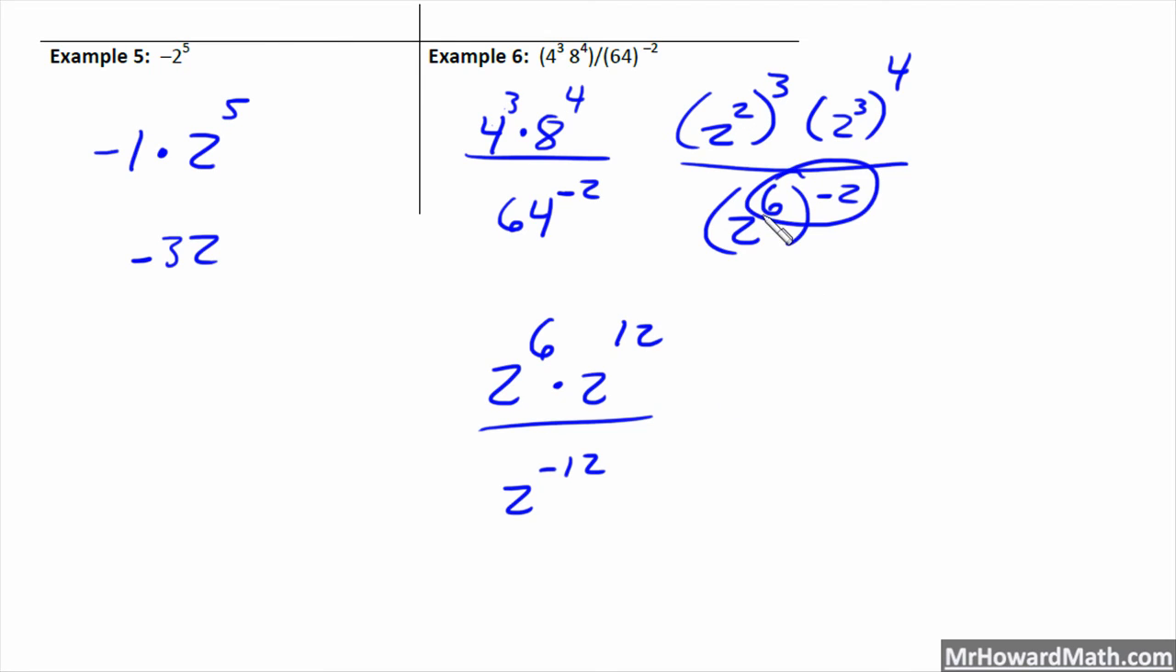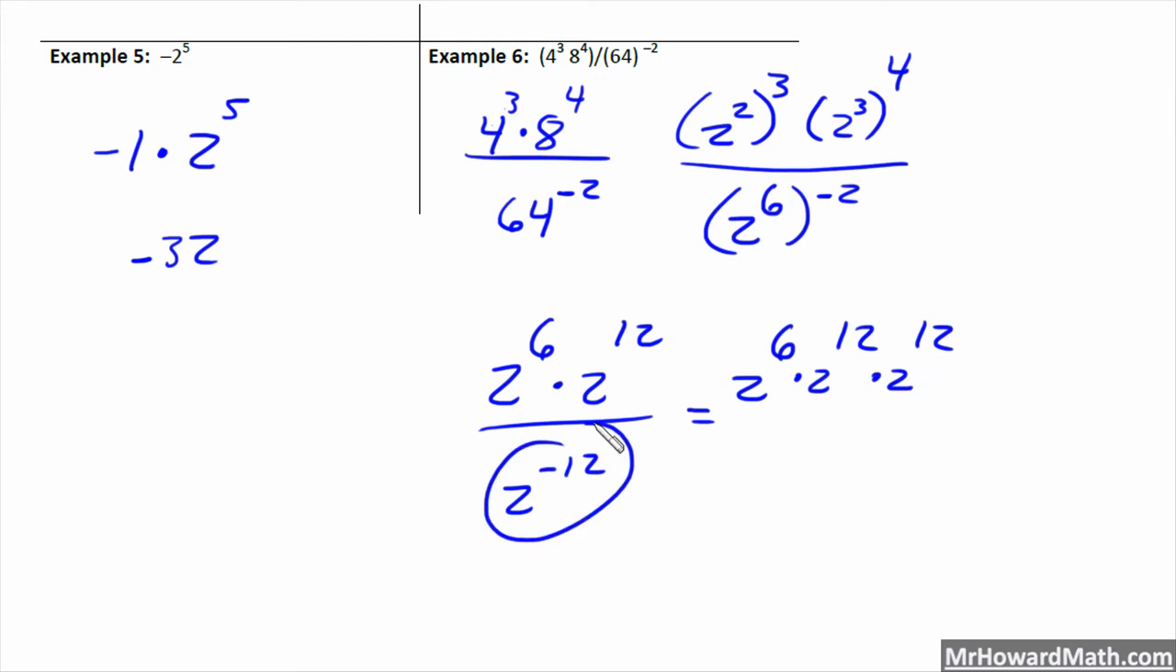Alright, that's this 6 times -2. So then we can use our negative exponent rule and bring this to the top, so we no longer have a denominator. So that's 2 to the 6th times 2 to the 12th times 2 to the +12. We just take this, move it on top, make the exponent positive.